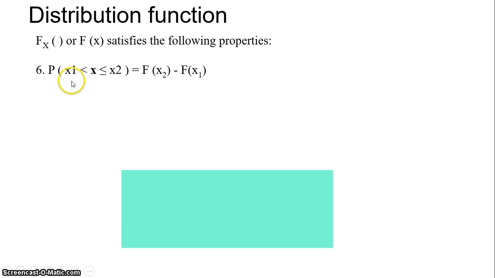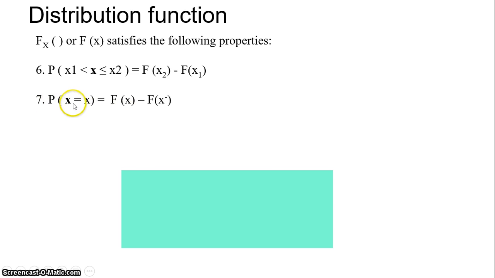Coming to the next property, P of X, if it is lying in between a range x1 to x2, then you can simply write it as P of X less than or equal to x2 minus P of X less than or equal to x1. So what is P of X less than or equal to x2? It is F of x2 minus P of X less than or equal to x1, which is F of x1. So it is actually a generalized property.